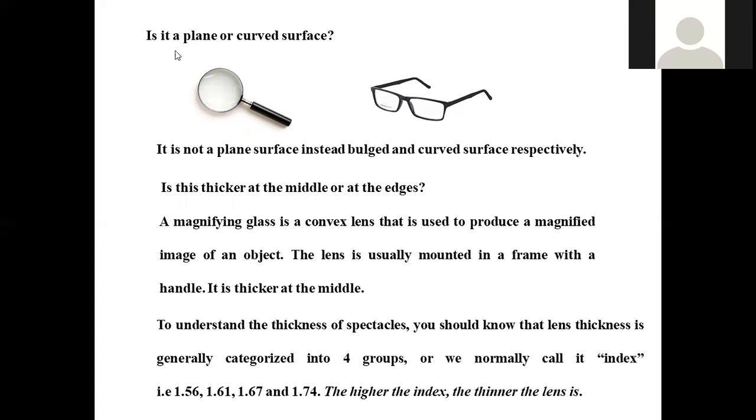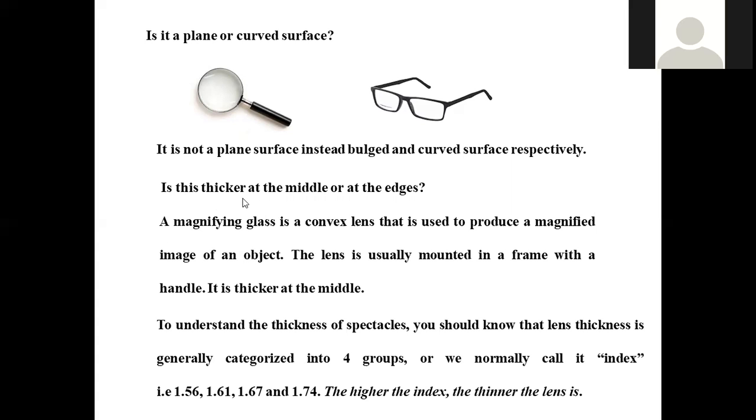So obviously it will be curved one rather than plain surface in both the cases, in case of magnifying glass and also the lens we are using for the vision defect. So in both the cases we can use the curved surfaces only.